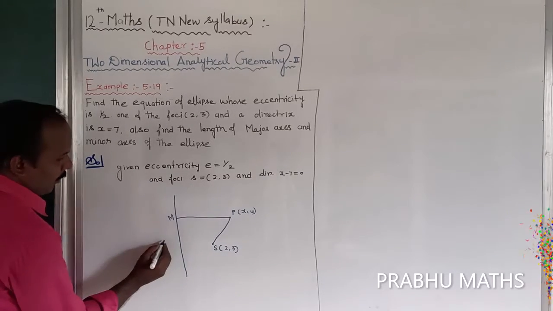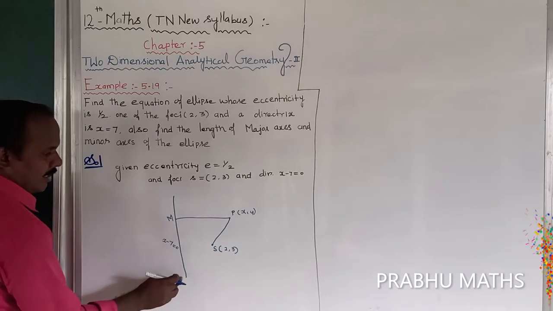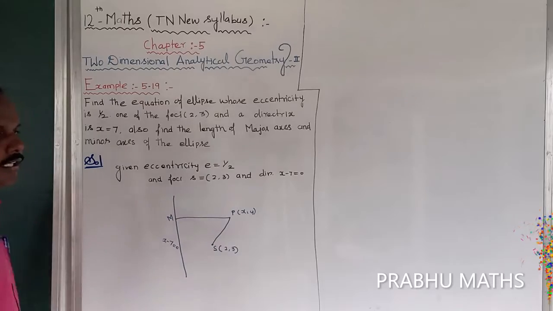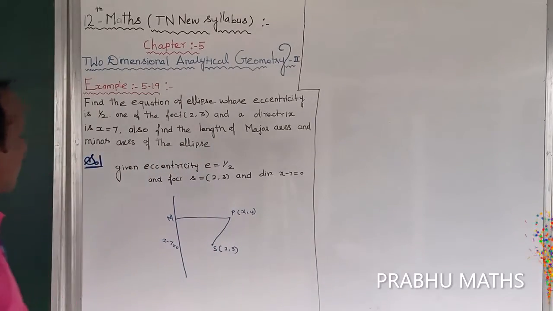This one is the directrix, x minus 7 equal to 0. This one is the focus. The eccentricity is less than 1 for an ellipse.